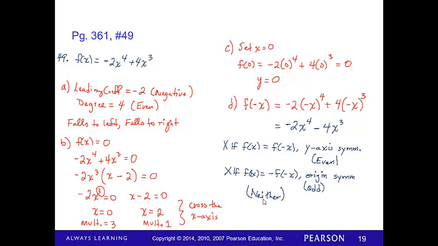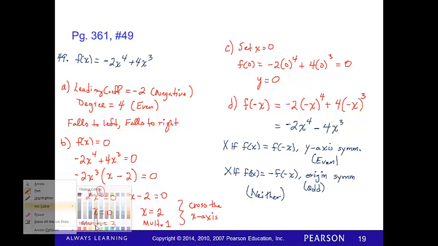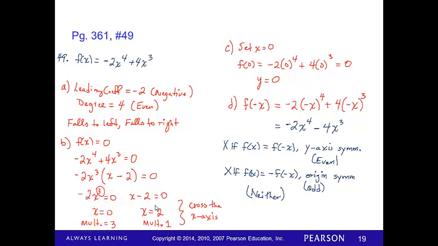And then part E wants you to graph. I'm going to let you graph this with your graphing calculators to verify that you get all of these characteristics that we have. So part E we'll write as graphing calculator.